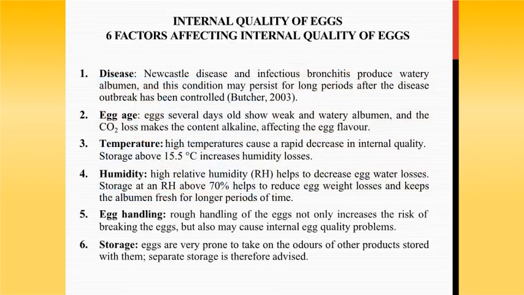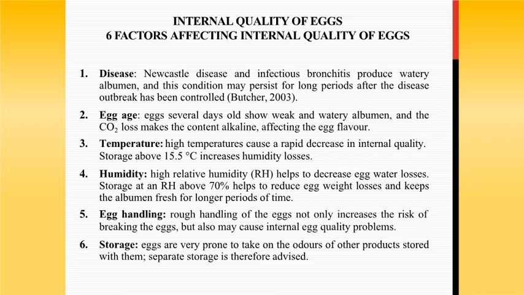Internal quality of eggs. 6 factors affecting internal quality of eggs. Disease. Newcastle disease and infectious bronchitis produce watery albumin, and this condition may persist for long periods after the disease outbreak has been controlled. Butcher, 2003. Egg age. Eggs several days old show weakened watery albumin, and the CO2 loss makes the content alkaline, affecting the egg flavor. Temperature. High temperatures cause a rapid decrease in internal quality.